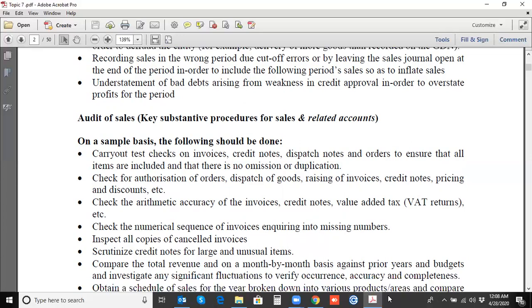If someone wants to commit fraud in revenue, probably they are going to start issuing maybe fictitious credit notes, fictitious invoice cancellations, maybe in a bid to reduce the revenue recorded, and maybe misstate the tax filed with the tax body, things like those. You need to scrutinize credit notes for large and unusual items.